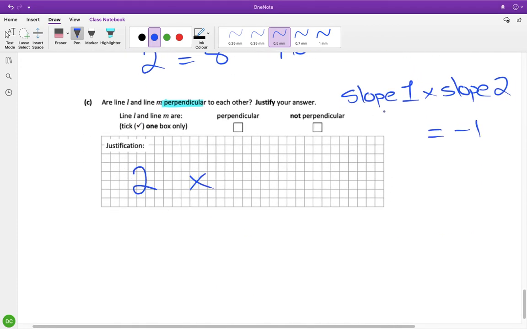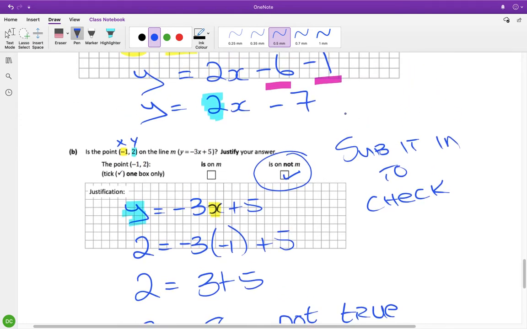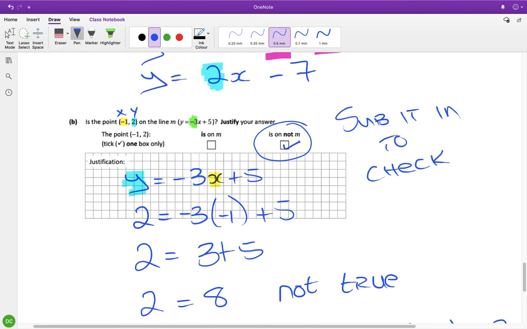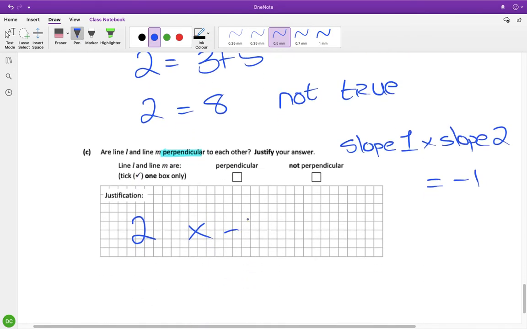I'm going to multiply that by the slope of the second line, which they gave me. So I'll just change my colour. So that's there. Minus 3. When you multiply them, you get minus 6. Minus 6 is clearly not minus 1, which means they are not perpendicular.